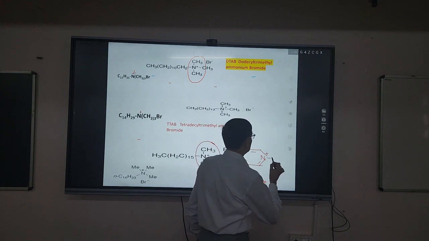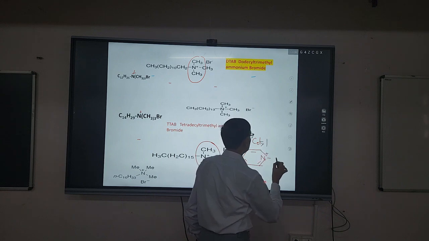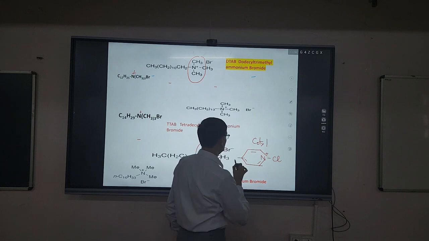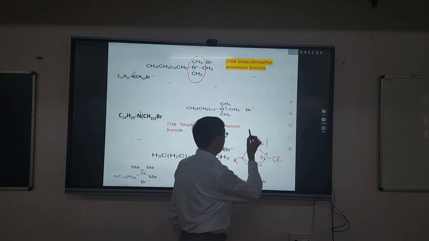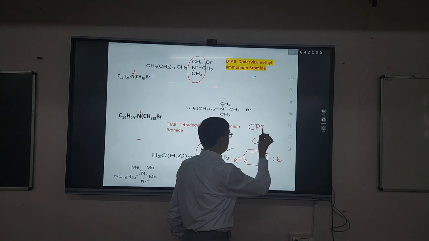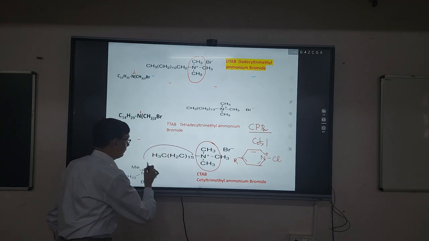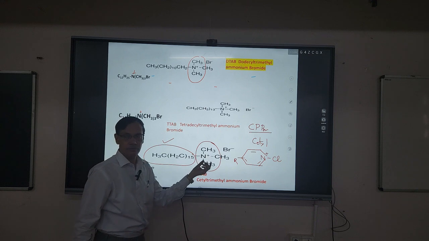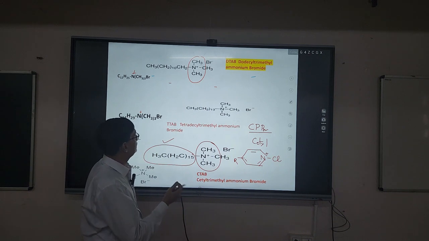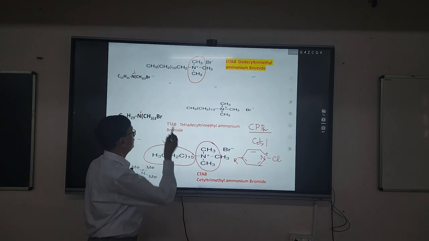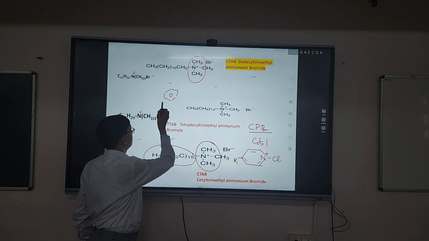So it is cetyl pyridinium chloride, or you can write cetyl pyridinium bromide, CPB, which is also very common. That means this part is the same, but you only change the head group. In place of quaternary ammonium, you use the pyridinium. Similarly, you can change to triphenyl phosphonium. You can change to the 3-phenyl group like that.